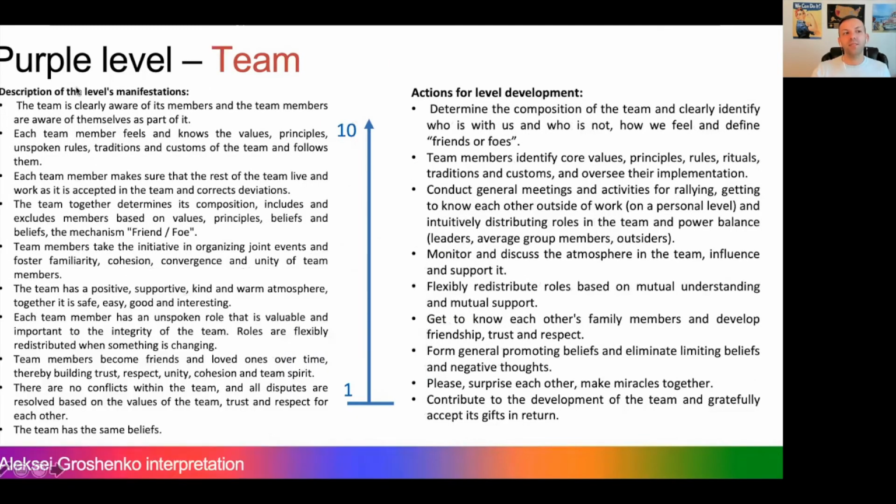Let's go to the team perspective. So the team as a group of people, right? How can the team show the purple level criteria, qualities, maybe skills, as a group of people, and what can you do to improve it? So the criteria for a team on a purple level of Spiral Dynamics. The team is clearly aware of its members, and the team members are aware of themselves as a part of it.